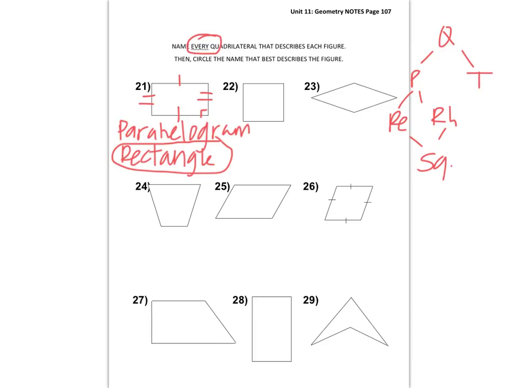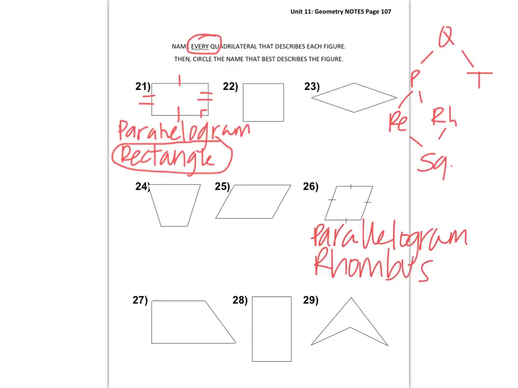Look at 26. So 26 has all congruent sides. We know that because we have these lines here. But it doesn't have 4 right angles, so we cannot say it's a square. But it will be a rhombus and a parallelogram. Parallelogram and rhombus. And don't forget a rhombus has perpendicular bisectors. On 22, give yourself the 4 right angles and all congruent sides.